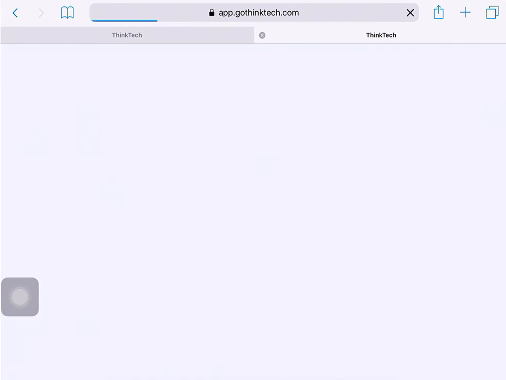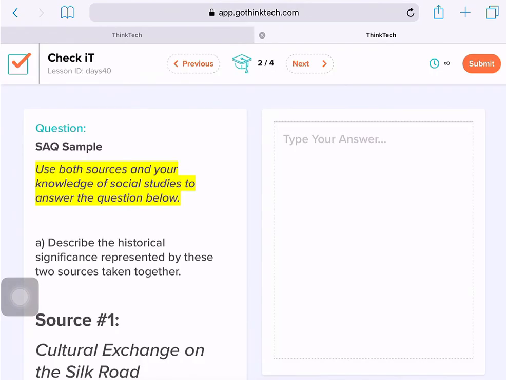Let me just refresh that for a second. The short answer question is, first of all, telling us that we should use both sources. The question itself, and you recall, they're always A, B, and C. There's three parts. And for each part, A, B, and C, you have to ace. You have to answer, you have to cite, and you have to explain. So this is asking me, describe the historical significance represented by these two sources taken together.